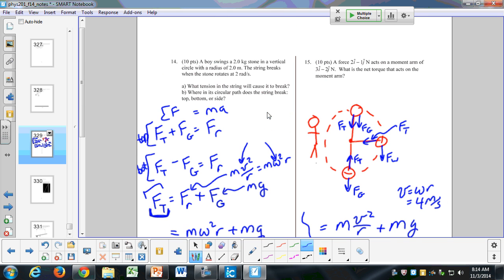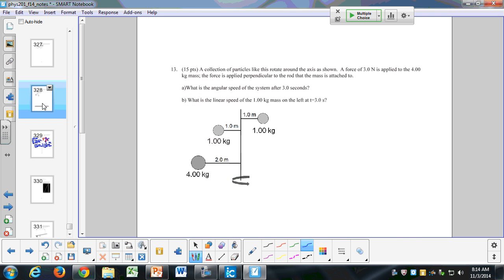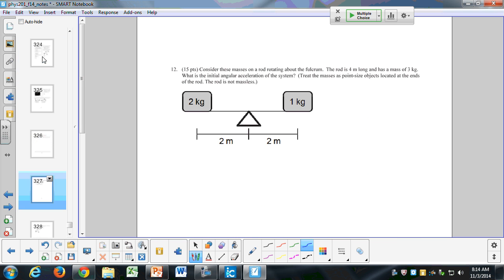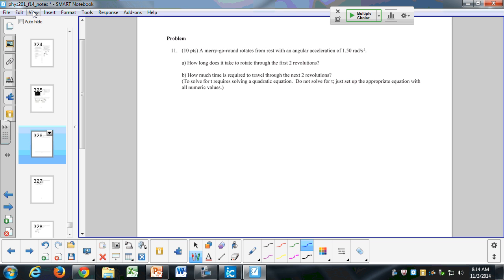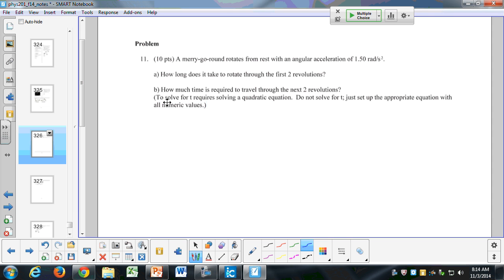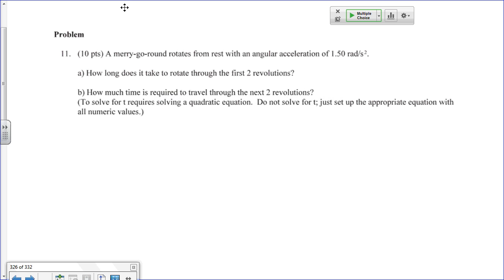While we're here, let's do this other kinematics problem. Where was it? Since we're just coming off of kinematics. Let's try this one. I'll zoom in a little bit. This is on page 326. Merry-go-round rotates from rest with an angular acceleration. How long does it take to rotate through the first 2 revolutions? And then how much time is required to travel through the next 2 revolutions? It says you need the quadratic equation, but don't solve for t, just set up the appropriate equation. So just get up to where the quadratic is and set it up with the right values.